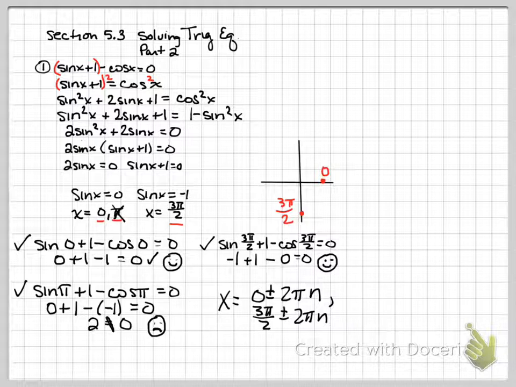So again, remember, if you end up having to square both sides, you want to check your solutions because you can get an extraneous solution. It generally only occurs when you square both sides. It's always a good habit to just go back and check solutions anyway. Okay, so let's go on to number 2.